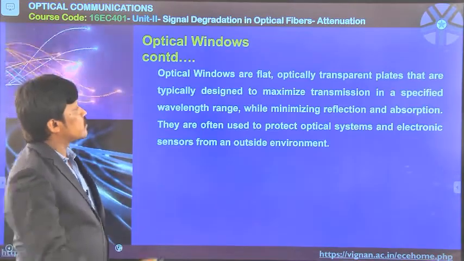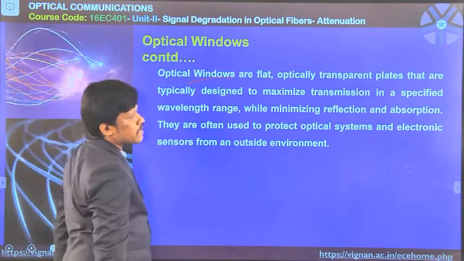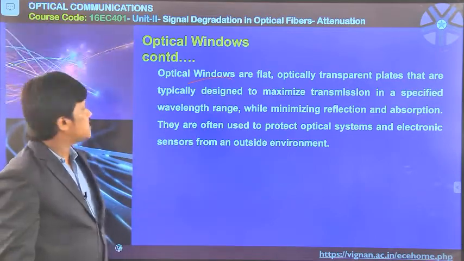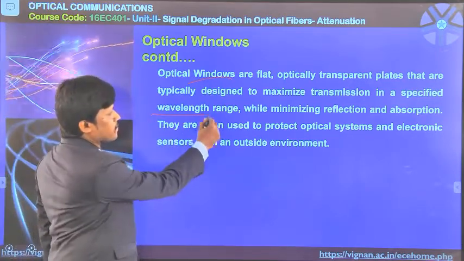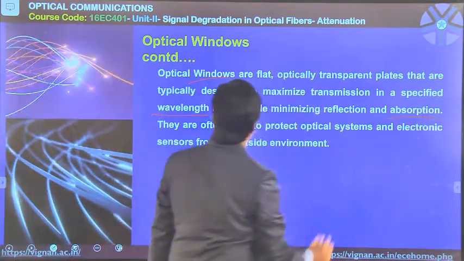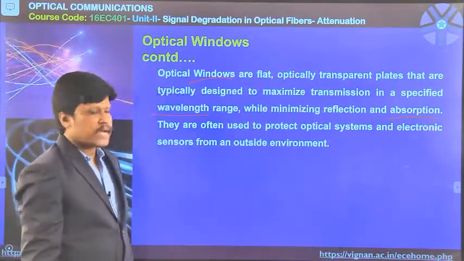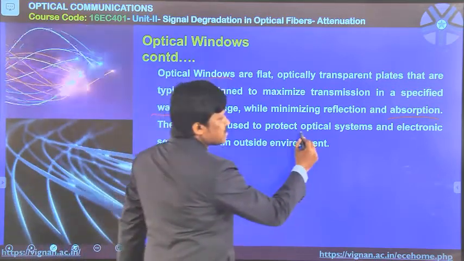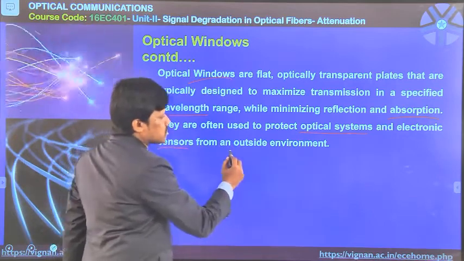These optical windows are flat and optically transparent plates that are typically designed to maximize transmission in a specified wavelength range while minimizing reflection and absorption. They are often used to protect electronic sensors and optical systems in the outside environment.